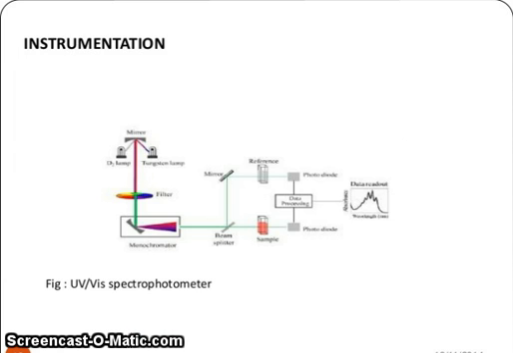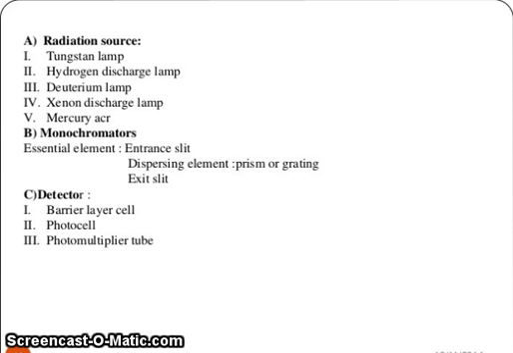Now the instrumentation, you can see the flow chart. Radiation source: tungsten lamp, hydrogen discharge lamp, deuterium lamp, xenon discharge lamp, mercury arc. Monochromator: essential element, intense light, dispersing element, prism or grating. Detector: barrier layer cell, photocell and photomultiplier tube.